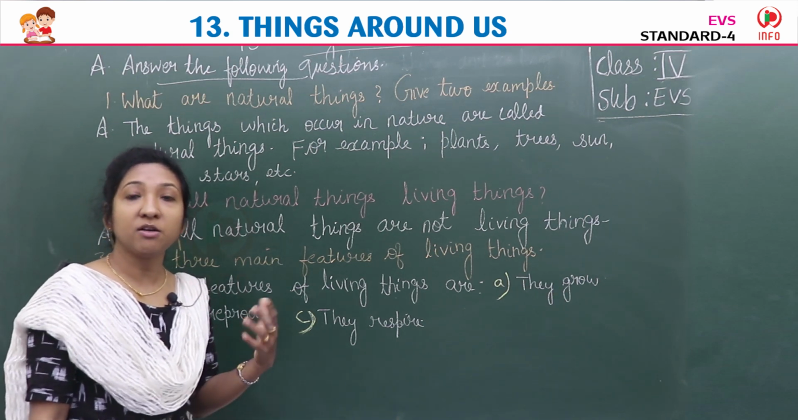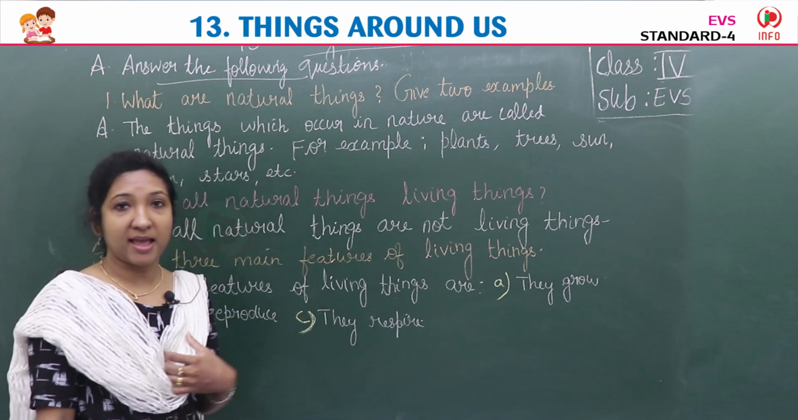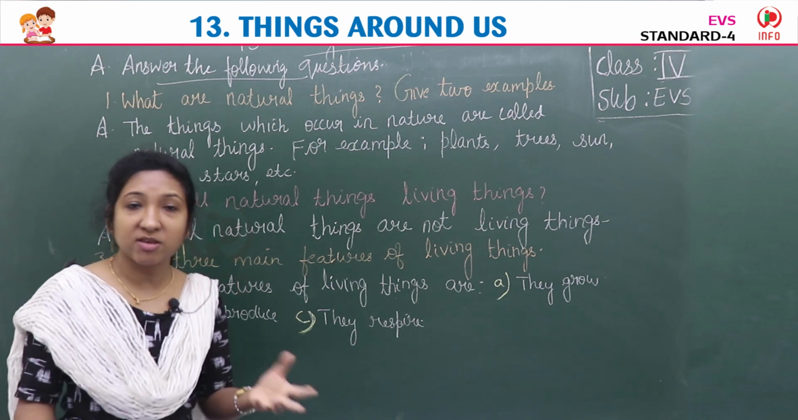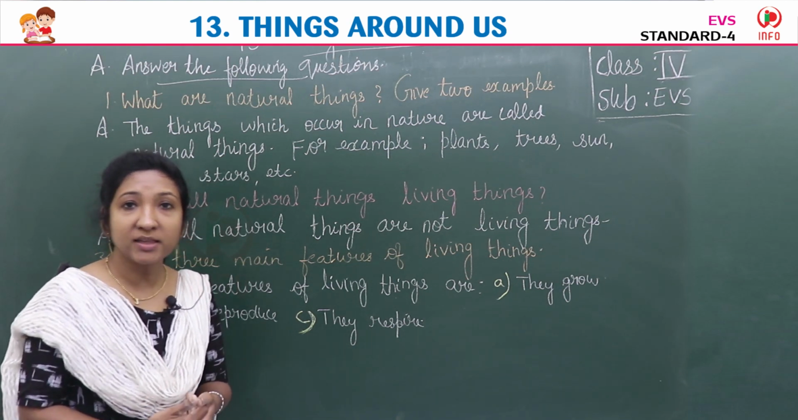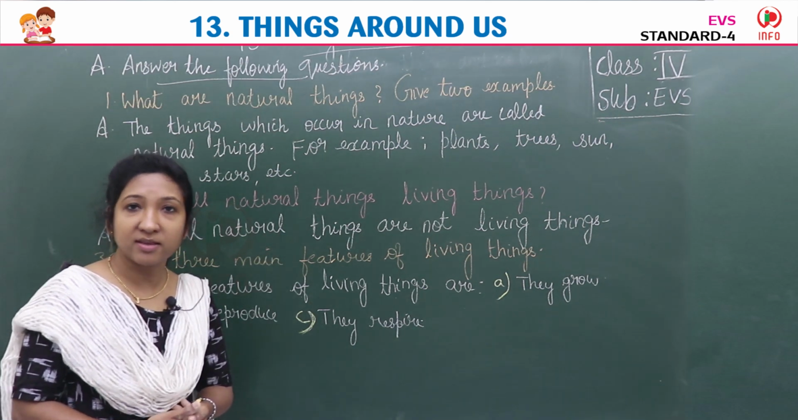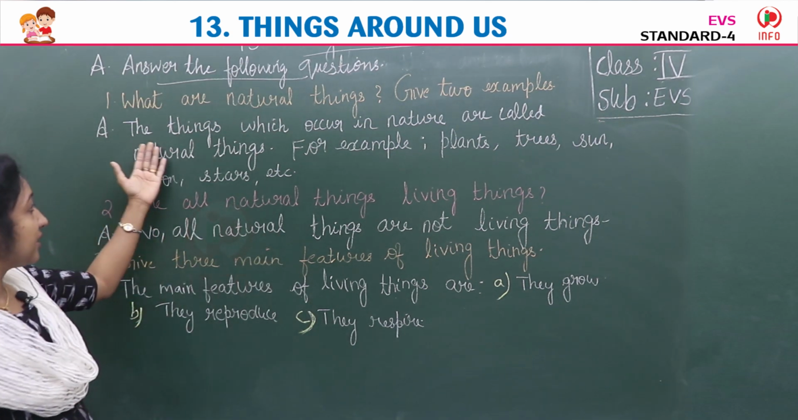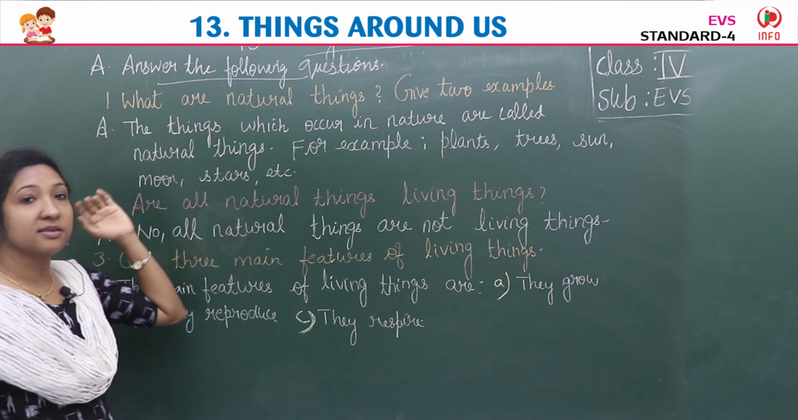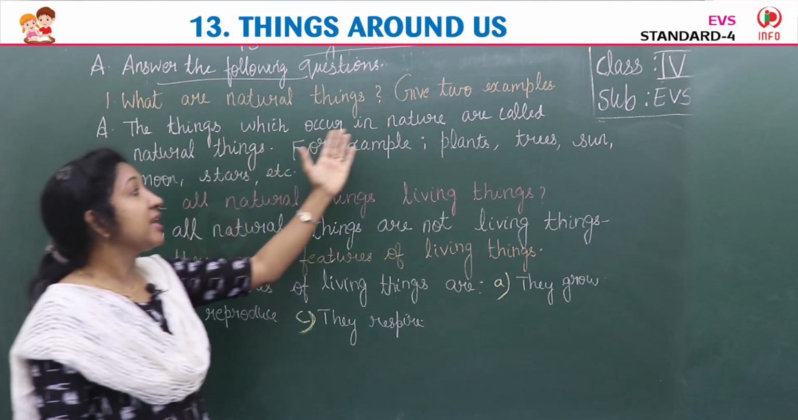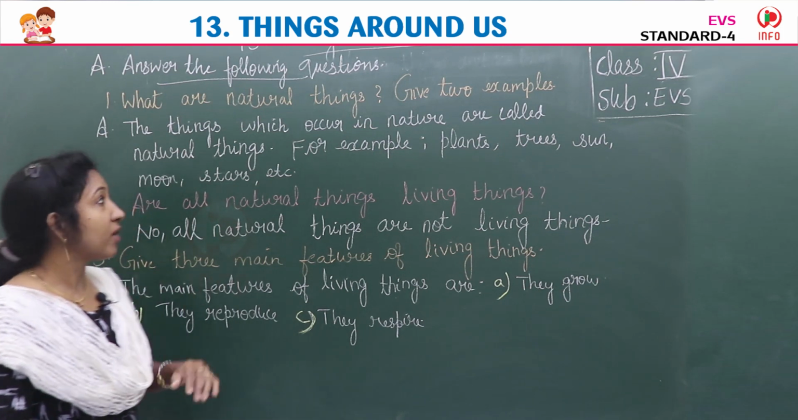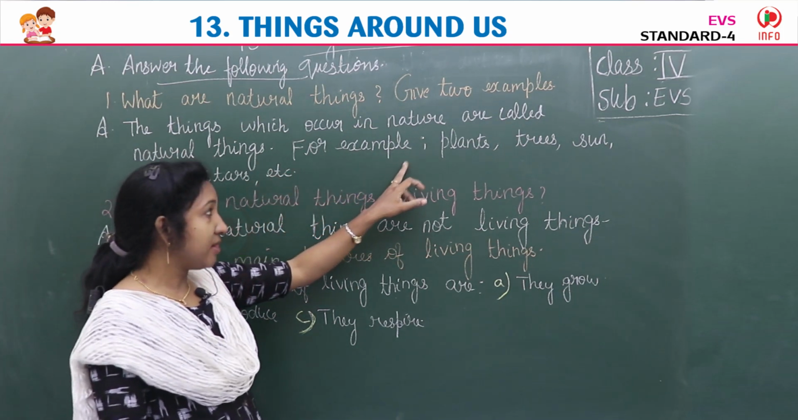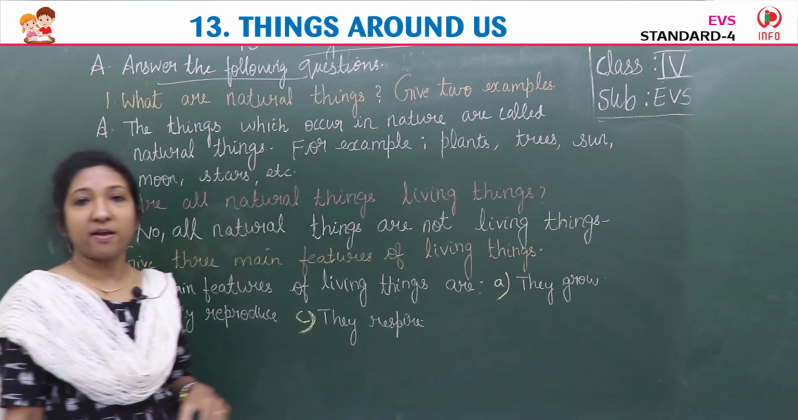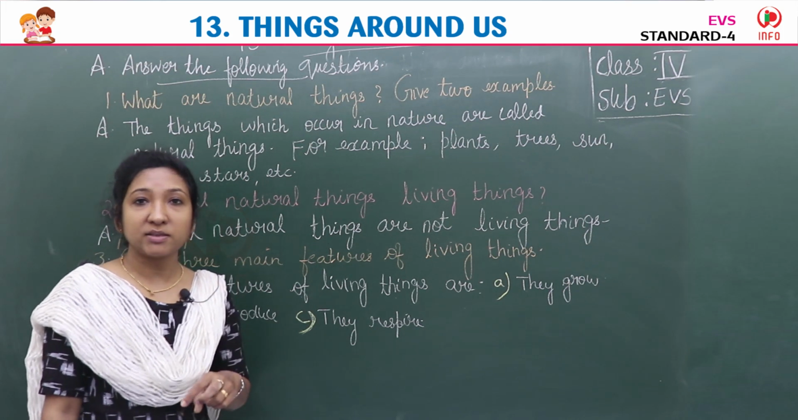So you have to write about what natural things are, with examples. What are natural things? Yes, you learned, things that are in nature. Plants, trees are all natural things. Sun, moon, stars, etc. Isn't it? So see the answer. The things which occur in nature are called natural things. Full stop. For example, plants, trees, sun, moon, stars, etc. These are the examples of natural things.